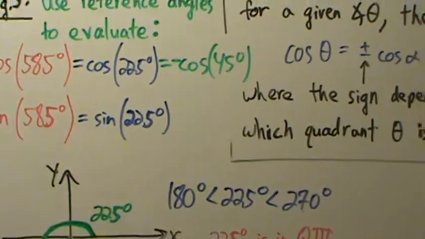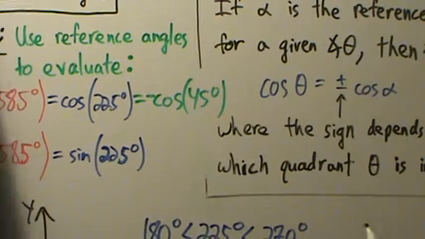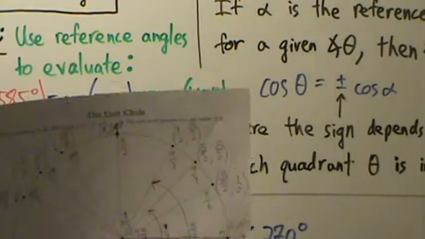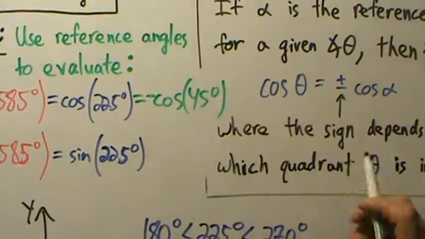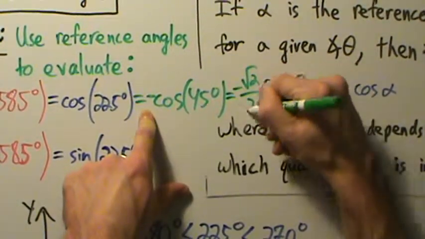Remember 45 degrees is the same thing as pi over 4 radians. If you don't have that one memorized, it might be a good idea to memorize it because it's in the first quadrant. But remember, at pi over 4 radians, the cosine is root 2 over 2. Since we have the minus sign in front, our answer is negative root 2 over 2.